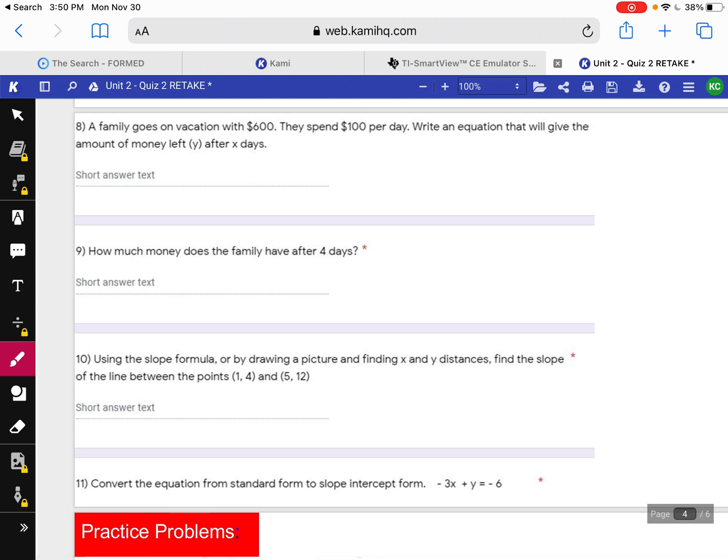A family goes on vacation with $600. They spend $100 per day. Write the equation that will give them the amount of money left.